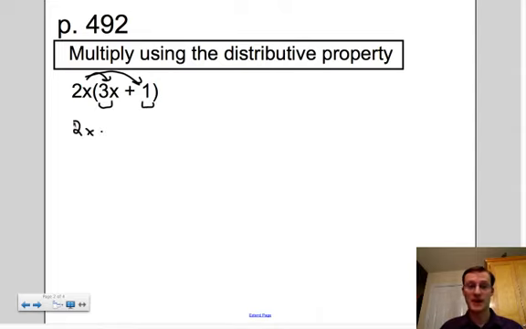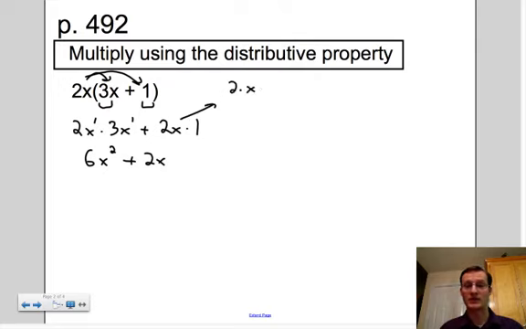We're going to do 2x times 3x, then plus 2x times 1. So 2 times 3 is 6. X times x is x squared. Remember there's an understood 1 here. Then plus 2 times 1 is 2, and x, we just carry on. You can rearrange this. Remember, this is 2 times x times 1. You could just use the commutative property of multiplication: 2 times 1 times x, and so that's 2x.